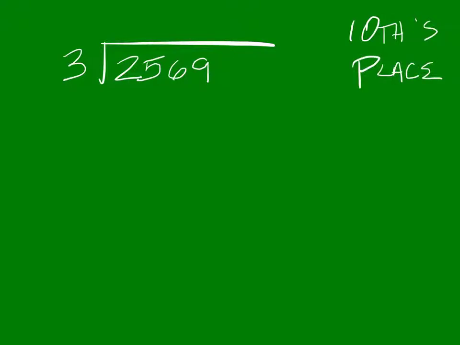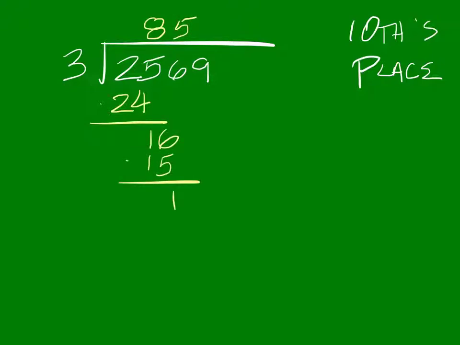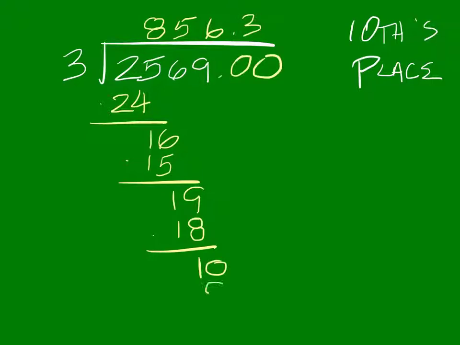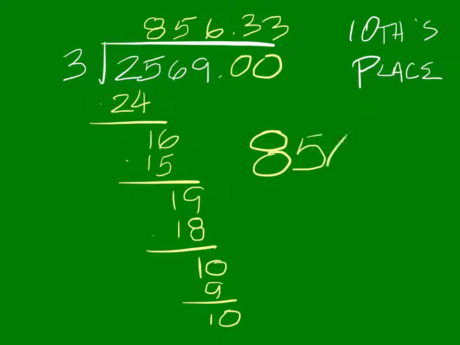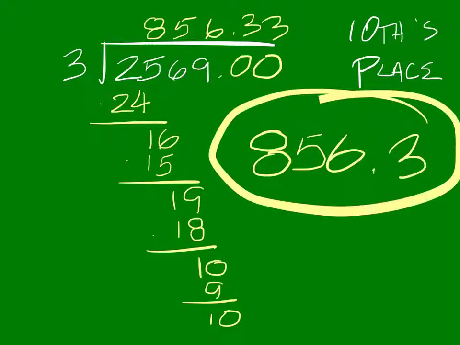On the practice problem, 3 goes into 25 8 times with 1 left over. 3 into 16 5 times with 1 left over. And into 19 6 times with 1 left over. Decimal point, 2 zeros. 3 into 10 3 times. 1 left over, and it's going to repeat after that point. It should be 856.3.